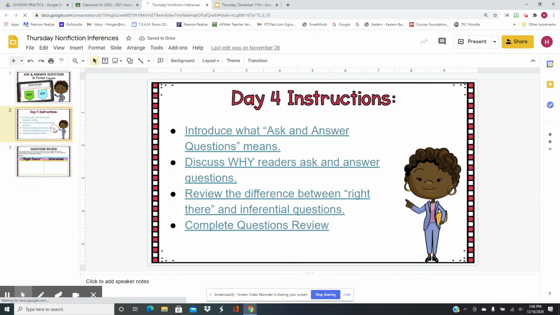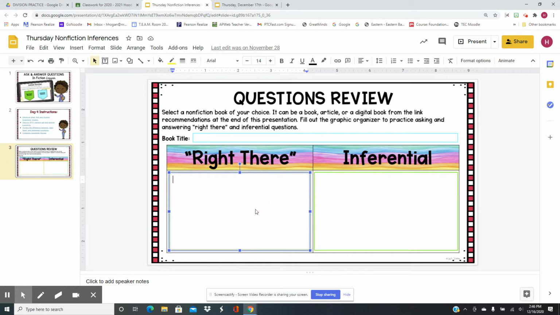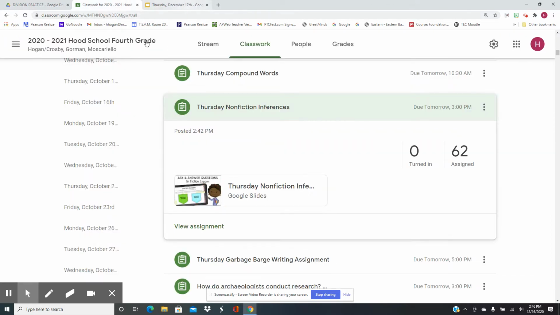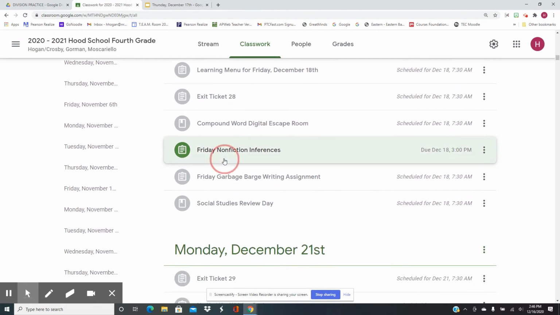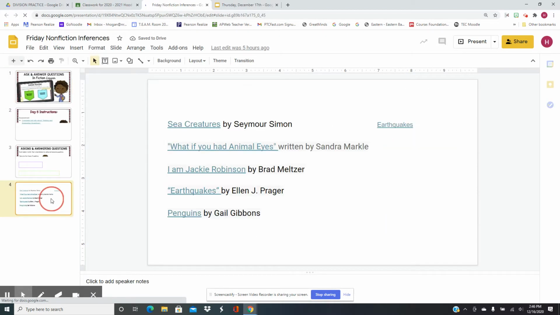And here we go. Select a nonfiction book of your choice. It can be a book, article, or a digital book. Fill in the graphic organizer. Try to practice asking and answering a right there question and an inferential question. So that's your job. Again, you can look at the Friday nonfiction inferences if you want, and you can read a different book from this last slide.